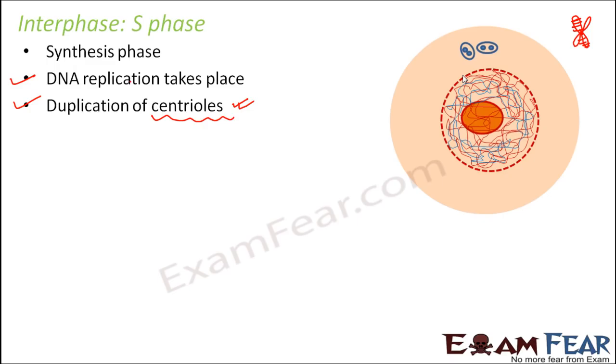Why? Because see, when you want the cell to divide into two, if this cell gets divided into two, you need to give the genetic material to both of them. You need to give the centrioles to both of them. Now, centrioles also get duplicated because they play a very important role in the process of mitosis and meiosis. We will see what role it plays there. So the centrioles also get duplicated.